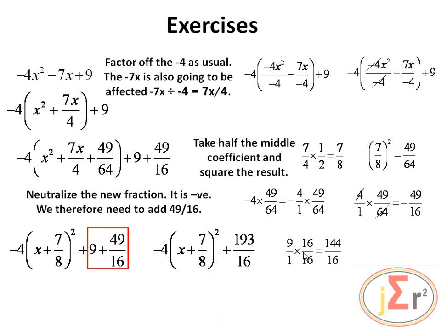So we multiply this 9 by 16, putting that over 16, and we get 144 over 16. And when we add 144 plus 49, we get 193.